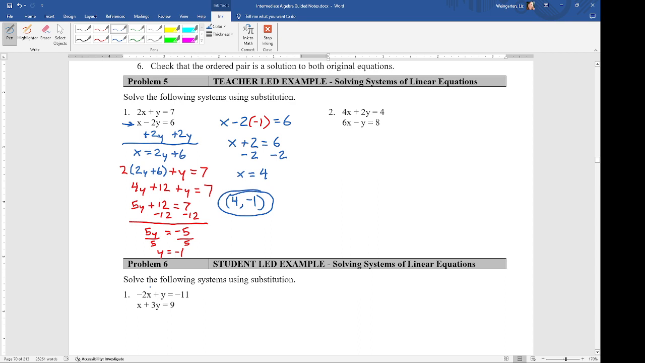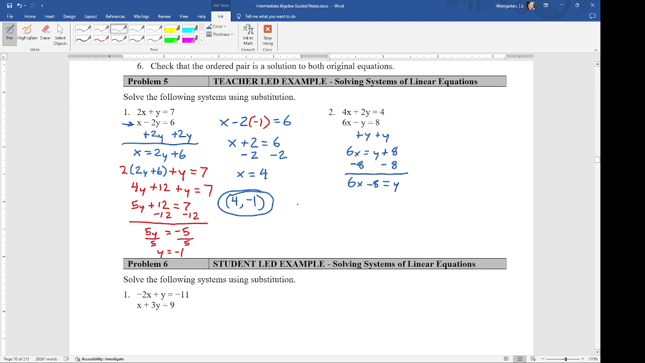Now I am going to take the second equation from part 2 of this problem. I'm going to solve for y. I'm going to add y to both sides. Then I'm going to subtract 8 from both sides. And I end up with 6x minus 8 equals y.